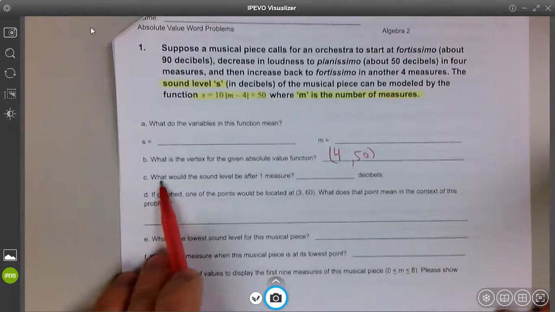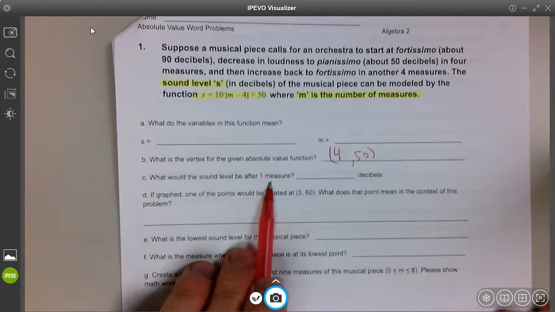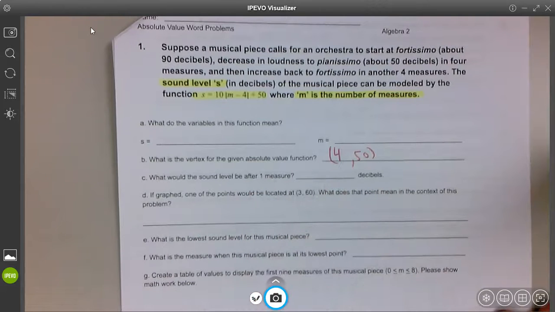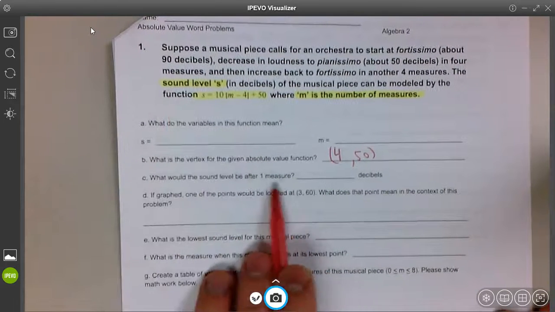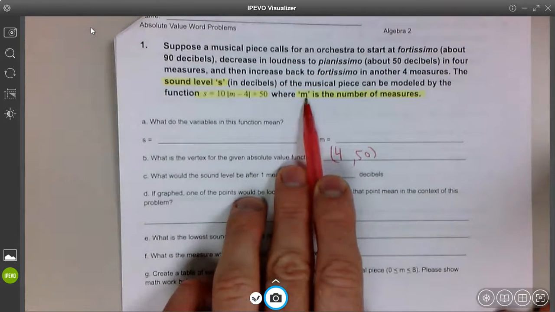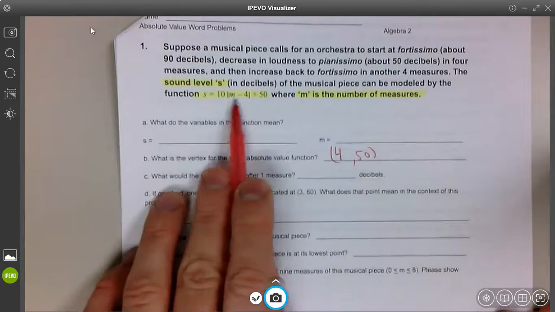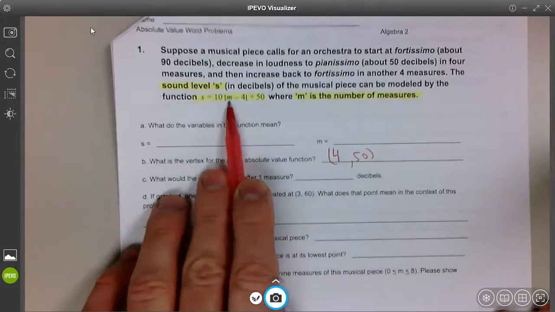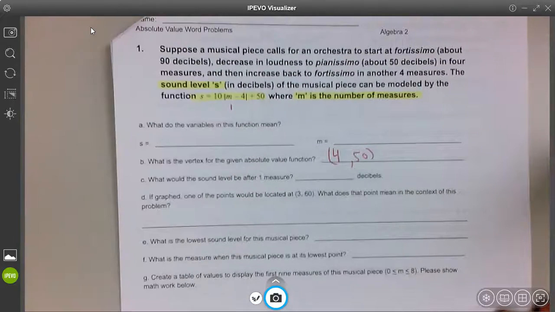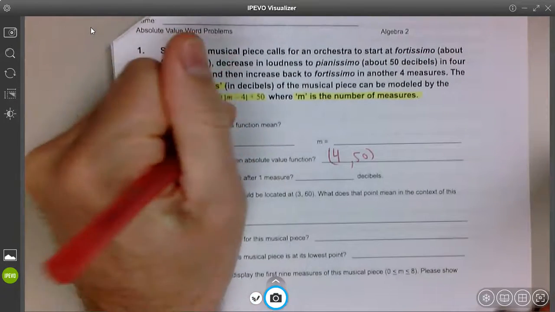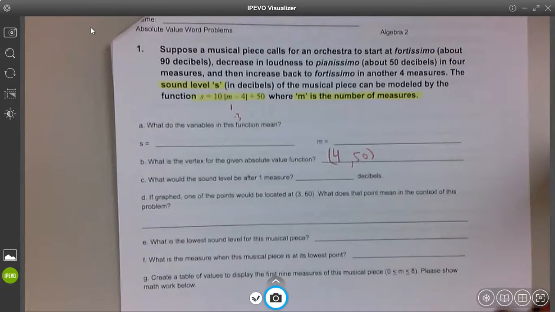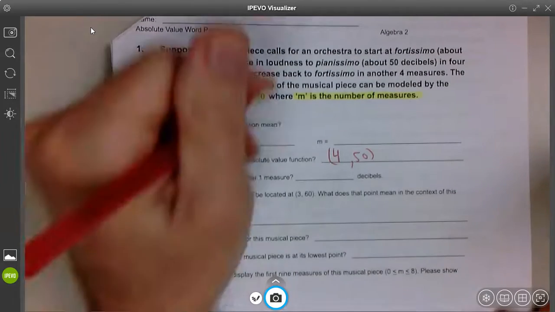Awesome. It said, what would the sound level be after one measure? How many decibels? Okay, well, going back to what we highlighted, the one measure, M for measure, right here in our equation, M for measure. So we're just going to plug a 1 in for M and see what it equals. So we'll start at 1 minus 4. Well, that's negative 3. Then we take the absolute value of negative 3. That's just 3.